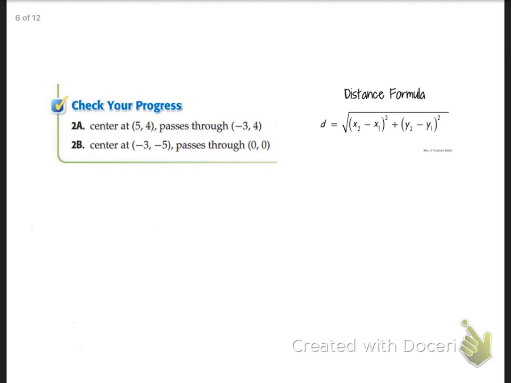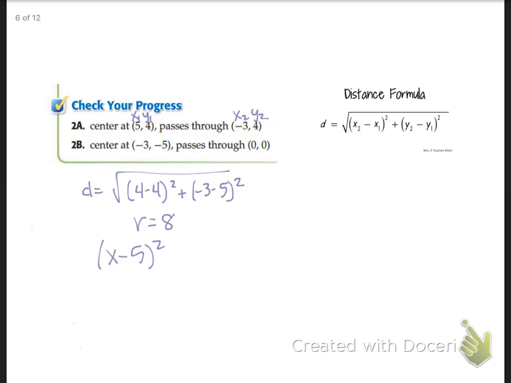All right, so my next one, my center to my outside. Okay, so I don't have to divide it by 2. So I'm going to label first x1, y1, x2, y2. So I'm going to get D equals, for distance, the square root of 4 minus 4 squared plus -3 minus 5 squared. I'm going to type it in my calculator just like that. So I'm going to get it to be 8 when I type it in, and then I plop it in. So x minus 5 squared with my center plus y minus 4 squared is equal to 8 squared. We'll make it 64.